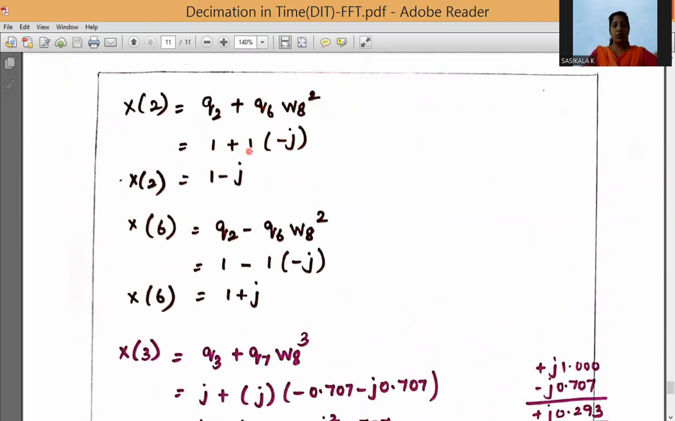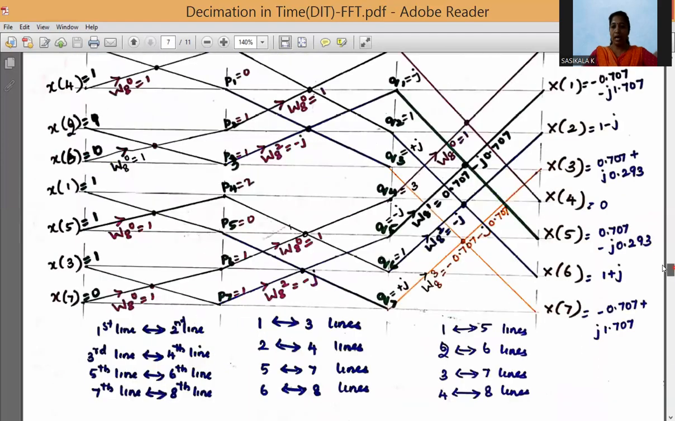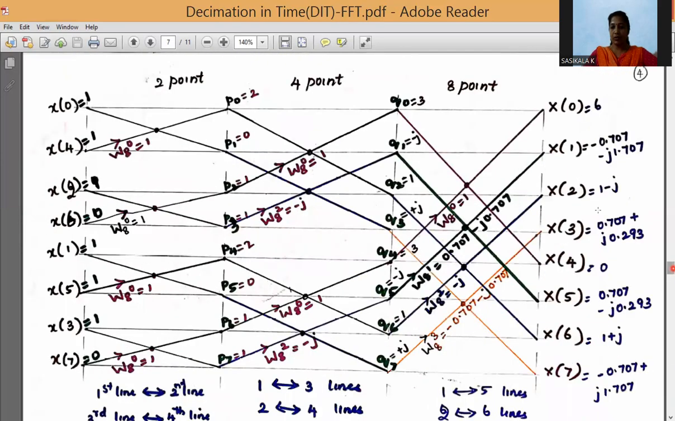Q2 value is 1. So 1 plus 1 into minus j, which is 1 plus 1 into, see, plus into minus is minus, 1 into j is j. So X of 2 becomes 1 minus j. And X of 6 equal to Q2 minus Q6 into W8 power 2, which is 1 minus 1 into minus j. So 1 minus into minus is plus, 1 into j is j. So X of 2 equal to 1 minus j and X of 6 equal to 1 plus j. So substitute X of 2's value and X of 6 value here.